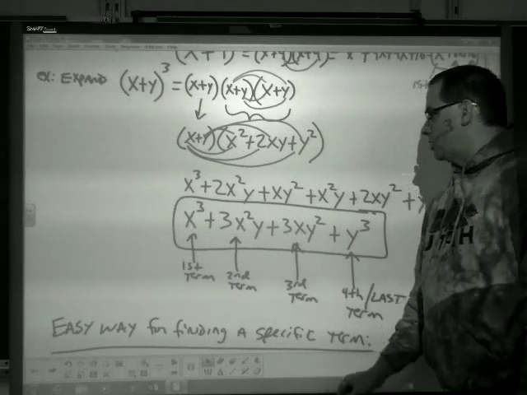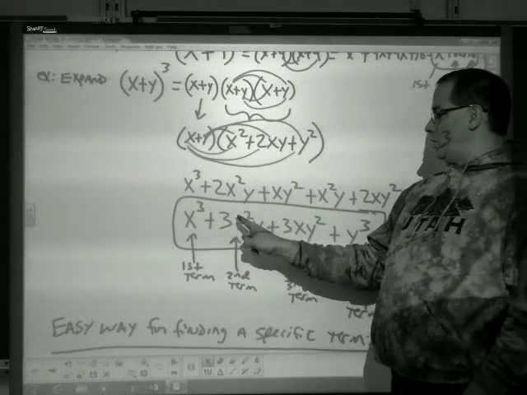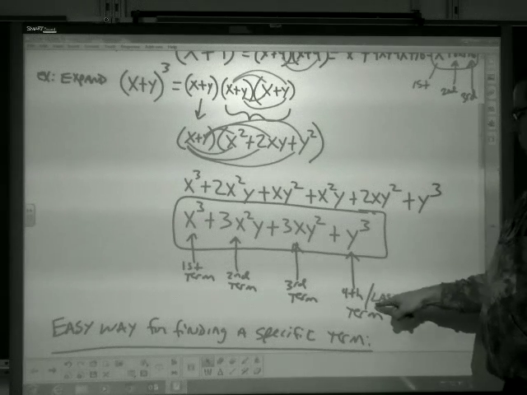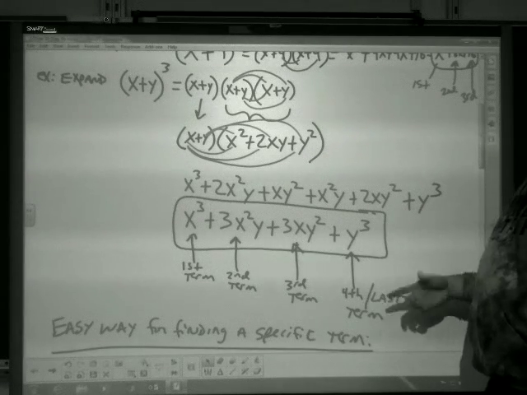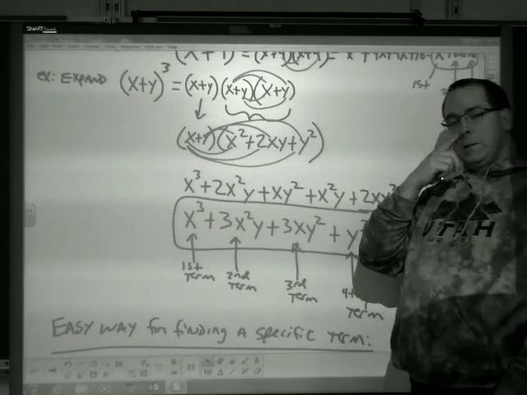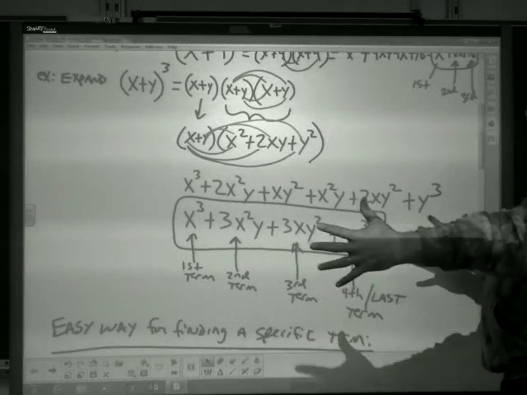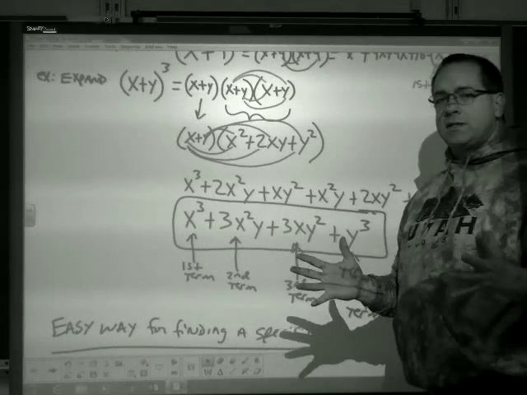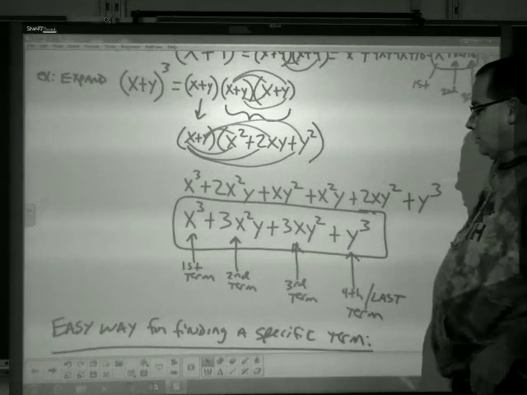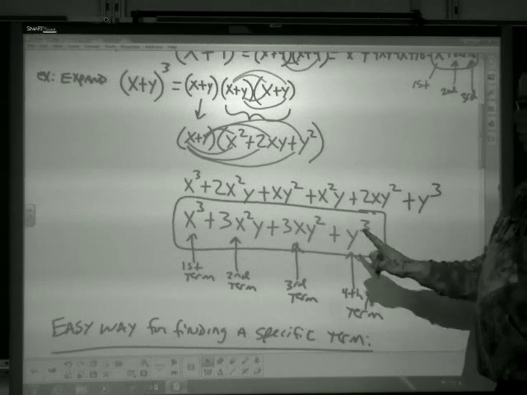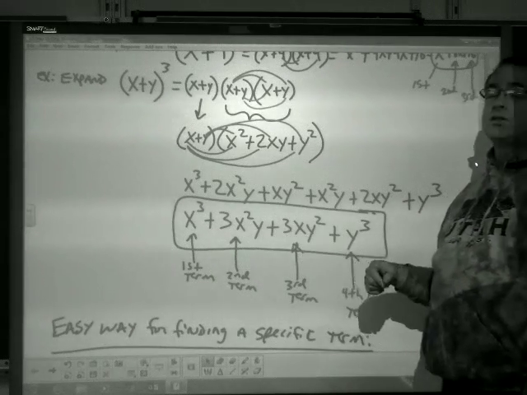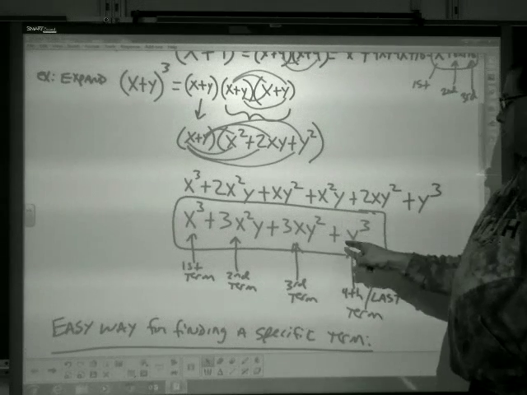And so in this situation, here's my first term, here's my second term, here's my third term, here's my fourth term, which is also called the last term. There is no middle term in this because there's no middle term if you have only 4 things, okay? But binomial expansion, one of the things they're going to ask you to do on the test is to either expand out or find a certain term. If I said, for example, what is the third term, you would tell me this answer right here, 3xy squared. If I said, what's the last term, you would say it's y to the third.